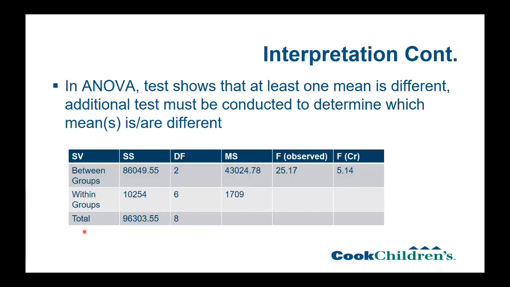So this is the table that summarizes all the results, all the calculations we've been doing. The sum of square between, the sum of square within, the degree of freedom, the mean square, the observed F statistic, the critical value. And we also have the sum of square total and the total degree of freedom.